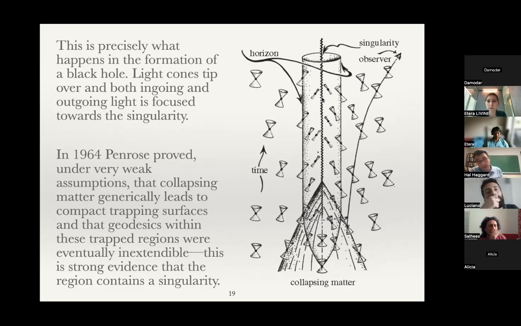So this trapping surface is the key to the singularity theorem. It's what Penrose understood, and it's what he used to then prove the singularity theorem. In particular, under very weak assumptions, collapsing matter generically leads to compact trapping surfaces. So a surface that's compact in space-time that is trapping. And geodesics within these trapped regions are eventually inextendable. So inextendable is not a one-to-one correspondence with a singularity, but it's a strong indicator. And you only have to make weak assumptions beyond that to get to a singularity. But technically what he proved is that space-time is inextendable once you have these compact trapping surfaces.